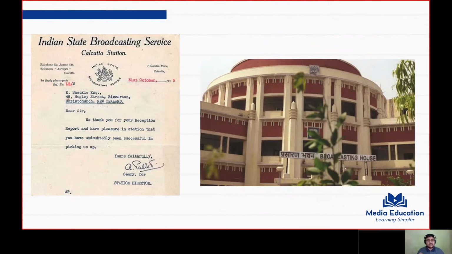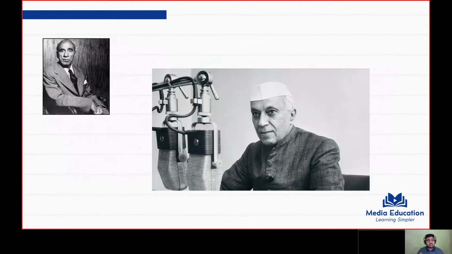The Indian State Broadcasting Service was eventually established in 1930 and later became All India Radio in 1936. Lionel Fielden became the first controller of broadcasting in India. The first news bulletin was broadcast in 1936, and at the time of partition, there were 9 stations, 6 here in India and 3 went to Pakistan.